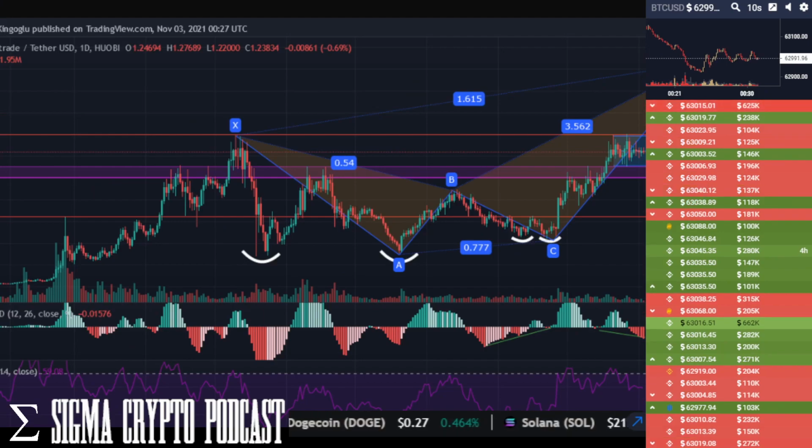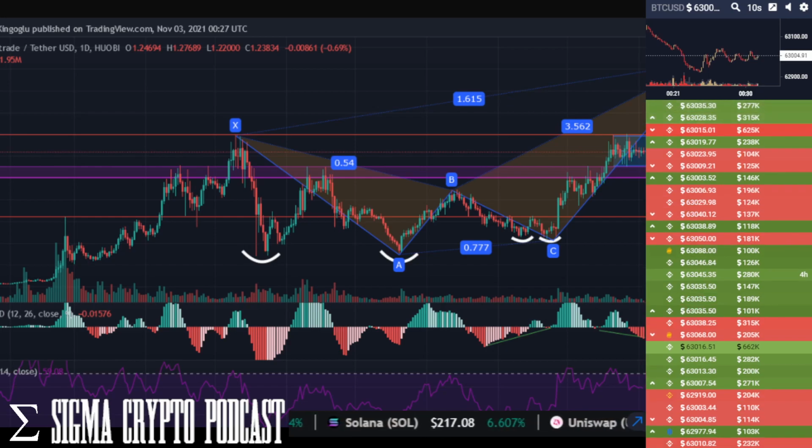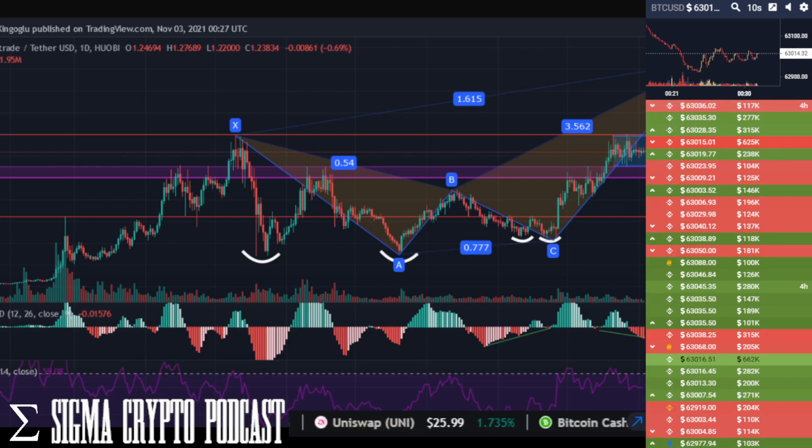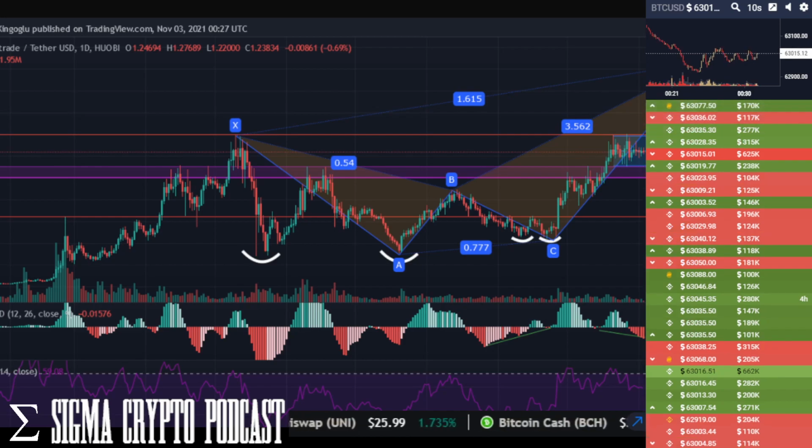There's also that obligatory note that all alts depend on Bitcoin. So any of this analysis that we're going to be looking at on altcoins, this is just a reminder that any of this stuff depends on Bitcoin basically not shitting the bed.